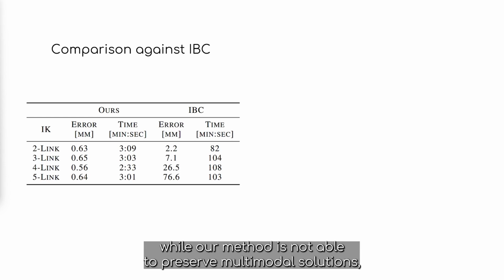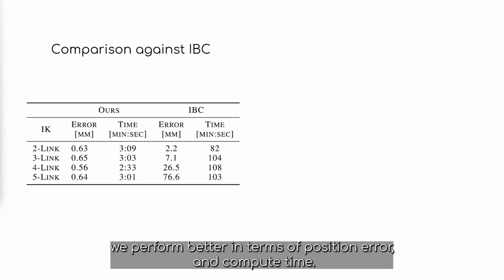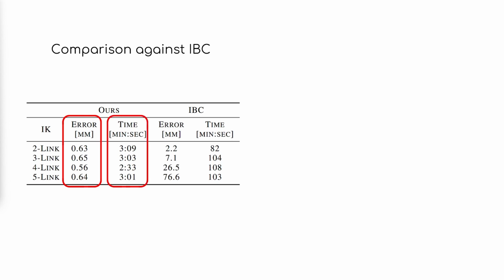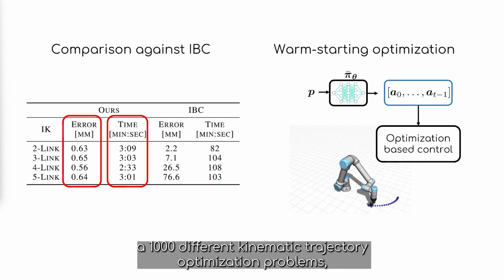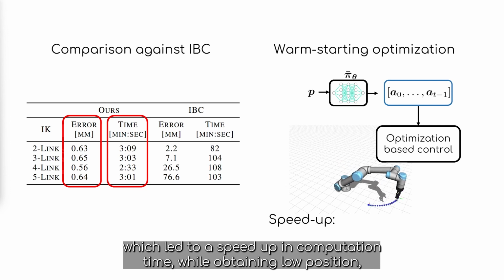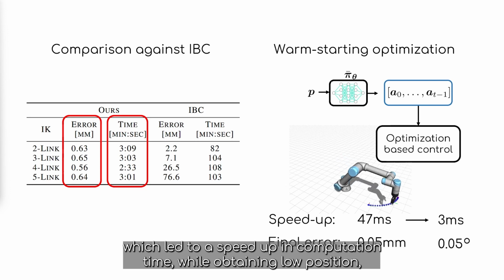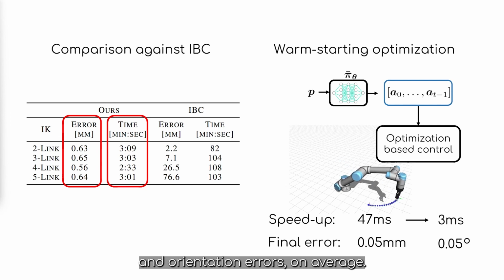Furthermore, we compare against implicit behavioral cloning, which has shown great results in multimodal settings. While our method is not able to preserve multimodal solutions, we perform better in terms of position error and compute time. Moreover, we use our trained policies to warm start 1,000 different kinematic trajectory optimization problems, which led to a speed up in computation time while obtaining low position and orientation errors on average.